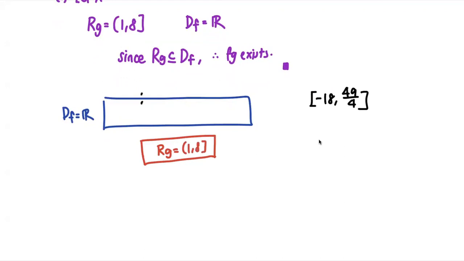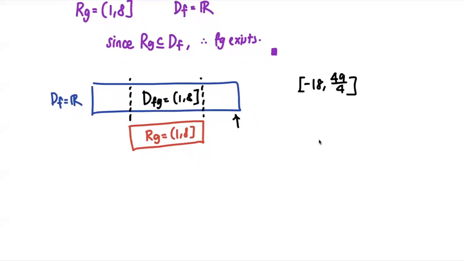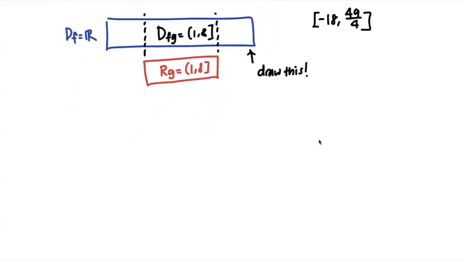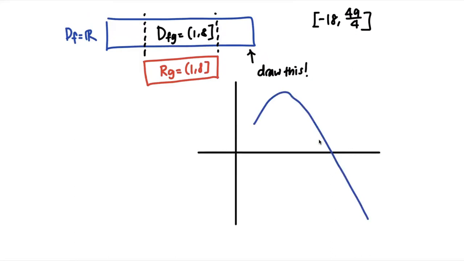So this visually, this is your new domain. So the domain of your fg graph is 1, 8. What you do next? Draw the graph. So let's draw the graph of f. So how does your f graph look like? Your f graph should look like this. Y, x.